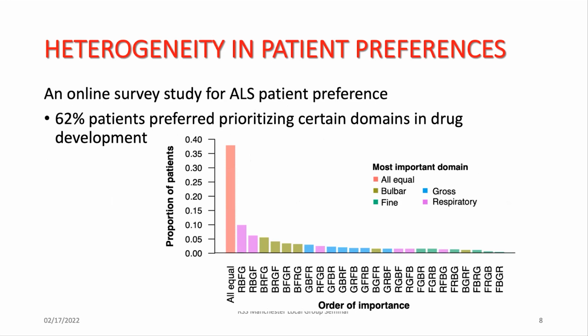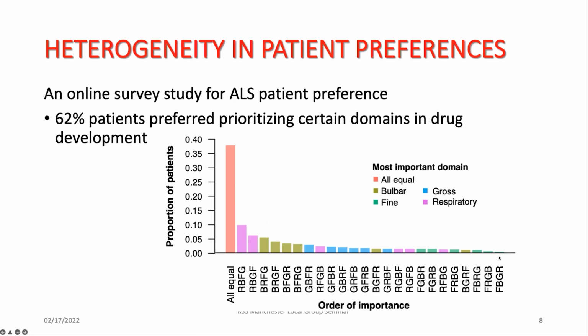From there, we can see that most patients are really concerned about more than the total score. Here, when we say all equal, we mean they don't differentiate the subdomains. So the most important is the total score, which is about 38%. But there are 62% of patients who have a preference. For example, for this group, respiratory is the number 1 concern, bulbar is number 2, fine motor is number 3, and gross motor is number 4. That's the second group, about 10% of patients.